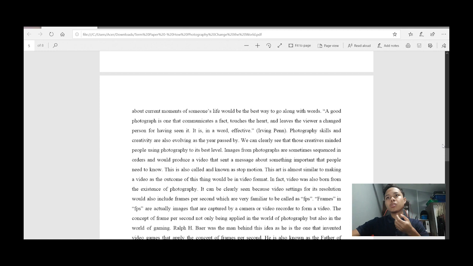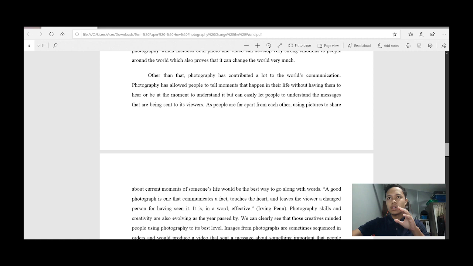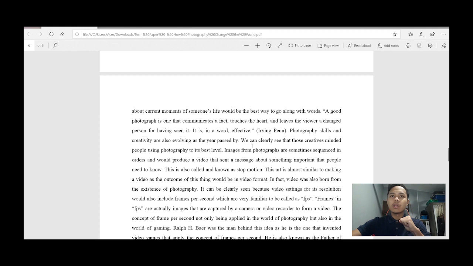So for this body, which is the communication, we took the quotes from Irving Penn, as we can see here. These quotes only have the writer's name, but not the year of publication. From what we got from our references, the way we write these quotes is based on how we learned it in class. Since there is no year of publication, we only write the writer's name.